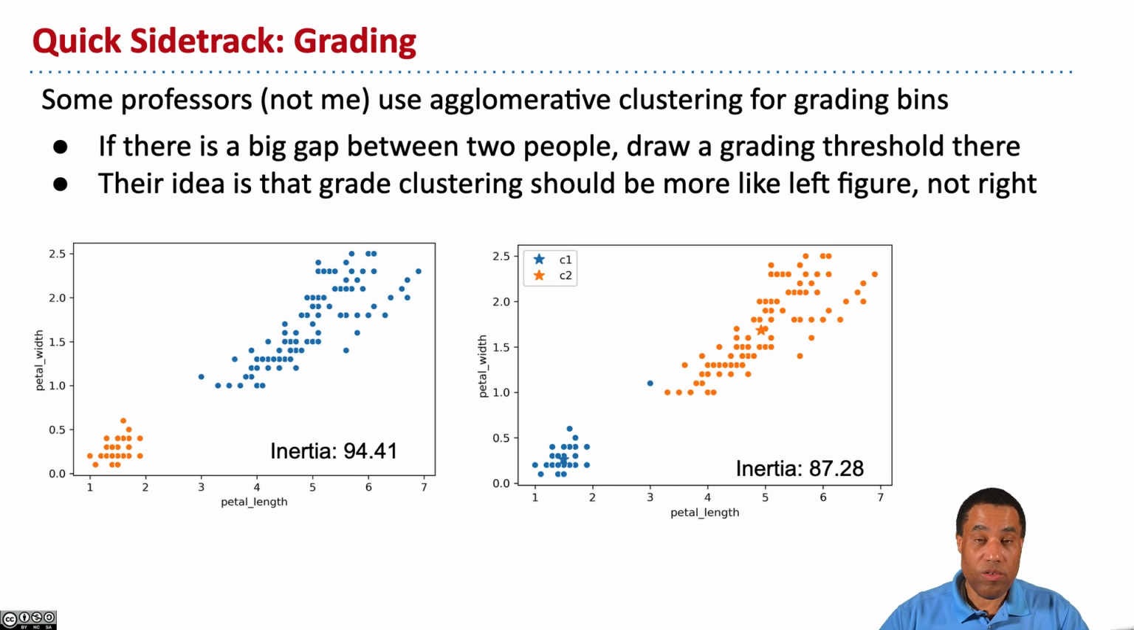So I'm actually not one of those people. I tend to take an approach where I look at what makes sense in terms of the grading bins. And then it may be the case that the grading bins fall where there isn't a natural gap. So again, which is the better approach? Should you draw big gaps, draw the bins at the gaps, or should you draw the bins on a distribution? It's subjective, and it's up to you to decide, which makes the most sense for a particular problem.